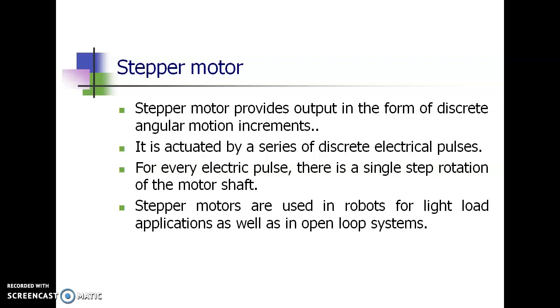The stepper motor is actuated by a series of discrete electrical pulses. For every pulse, the stepper motor is going to rotate a single step. That's why it is called a stepper motor. The stepper motor provides an angular movement, which we call a step or step angle. For every pulse, the stepper motor moves a step angle.